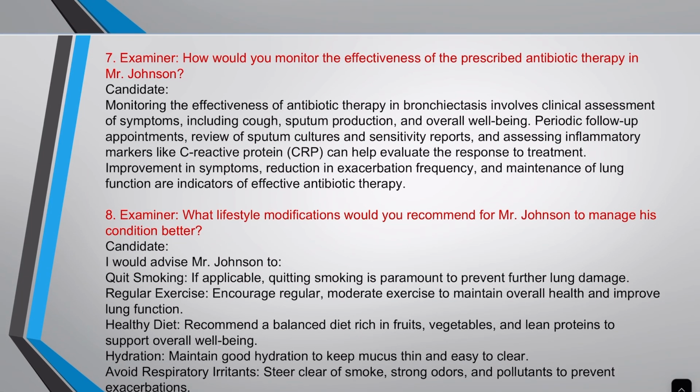How will you monitor the effectiveness of the prescribed antibiotic therapy in Mr. Johnson? Monitoring the effectiveness of antibiotic therapy in bronchiectasis involves clinical assessment of symptoms, including cough, sputum production, and overall well-being, periodic follow-up appointments, review of sputum culture and sensitivity reports, and assessing inflammatory markers like CRP. These can help evaluate the response to treatment. Improvement in symptoms, reduction in exacerbation frequency, and maintenance of lung function are indicators of effective antibiotic therapy.